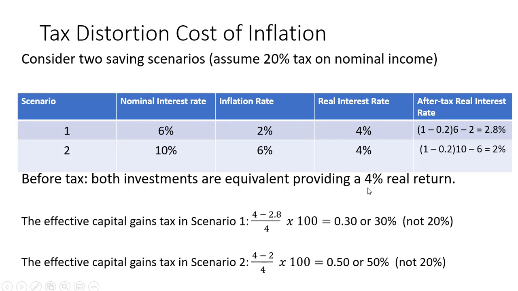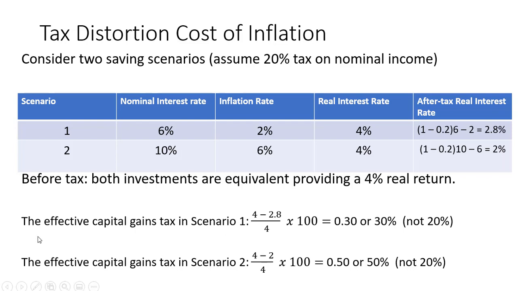But with inflation and the tax code, people are going to be taxed on the nominal gains. So looking at the after-tax real interest rate here, 1 minus the tax times the 6% nominal interest rate, minus the inflation rate, leaves an after-tax real return in scenario 1 of 2.8%. But in scenario 2, their after-tax real return is much lower.